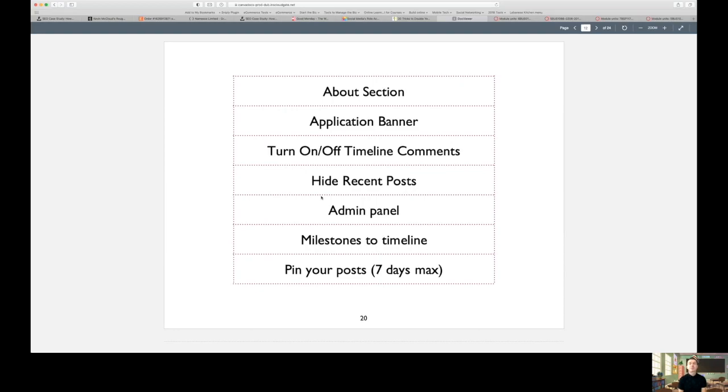Well, these business pages that are being provided by Facebook to all companies around the world have about sections, application banner, turning off timeline comments, hiding recent posts, promoting posts, managing admin panels, milestones to timeline, and of course pinning your posts as well. But not only that, giving you a chance to add specific things to the actual page, whether it's adding a product overview, adding information, adding tracking into the product page, and so on and so forth. So there's an extensive amount of add-ons or additional services you can add to your Facebook business page. And that is something that again, if you have extended customers in Facebook that engage with you, this can be incredibly useful to activate in the social media.